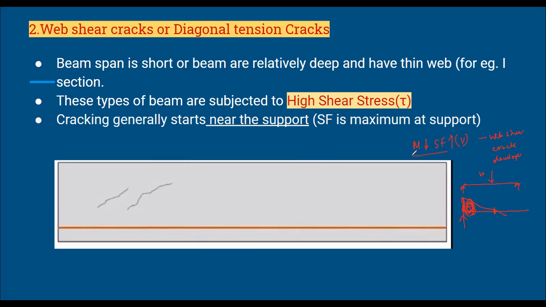ठीक है? If this situation occurs, then because of high shear force, high shear stress will develop. क्यों? क्योंकि shear stress is also dependent on shear force. So अगर shear force high है तो shear stress भी high है. तो web shear cracks develop तभी होंगे जब beam high shear stress में आ जाएंगे. और third point क्या है? Cracking generally starts near the support where shear force is maximum. So if these are the supports, it will start near the support. That is the second one.